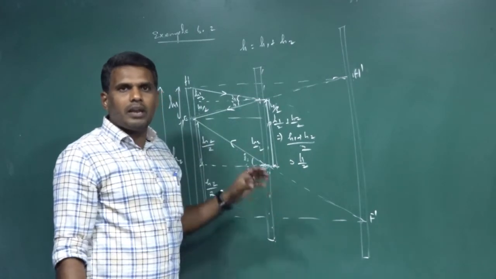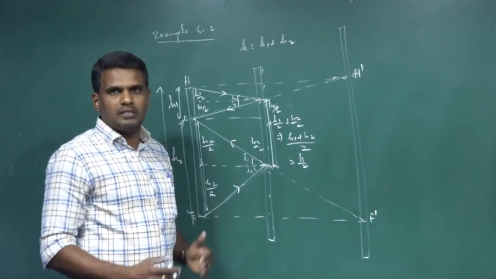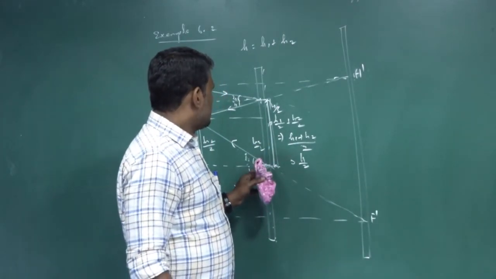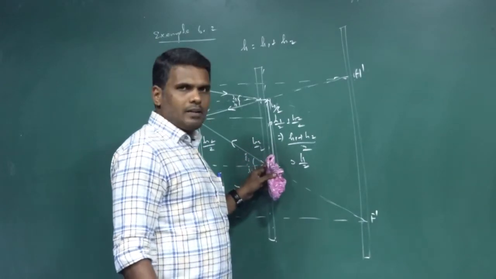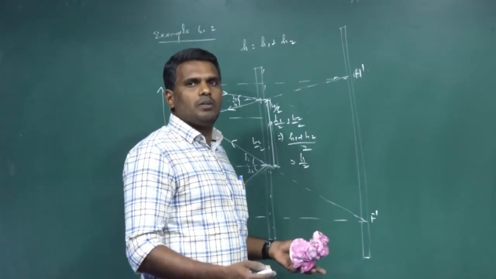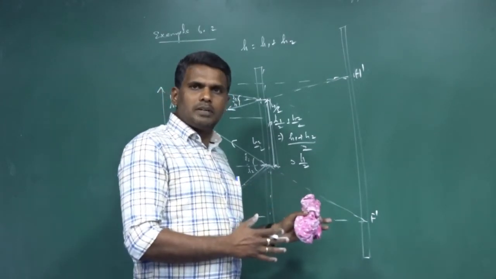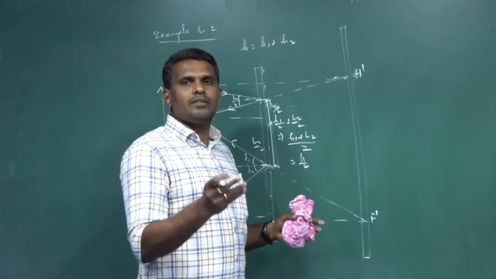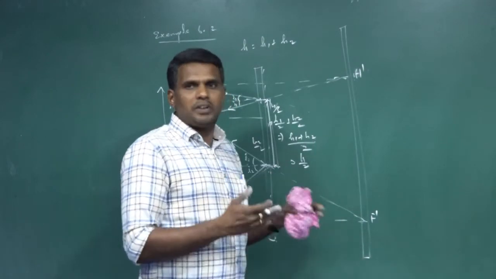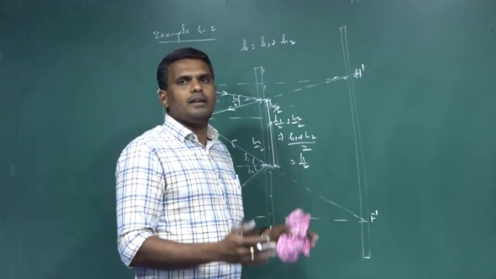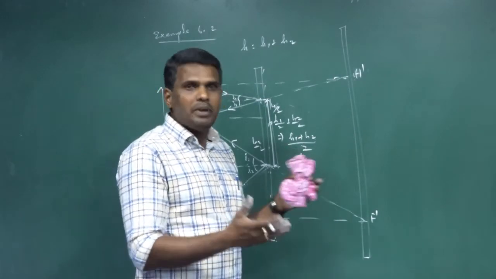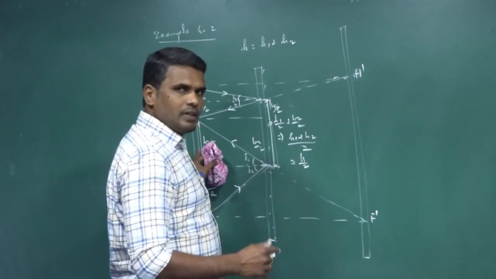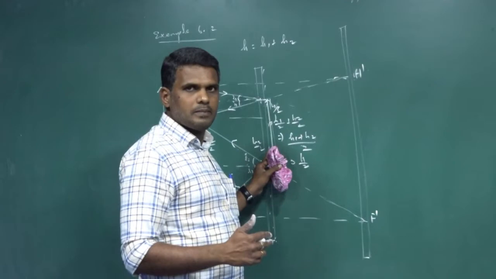So the height of the plane mirror required to see the full image of a person, or full image of himself, is h by 2. Does the distance between the person and the mirror have any relationship? No. Wherever the position of the person in front of the plane mirror is, doesn't matter. The plane mirror should possess a height equal to half of his or her height. Then they can see the full image of themselves. So there is no dependence between the position of the person and the position of the plane mirror.